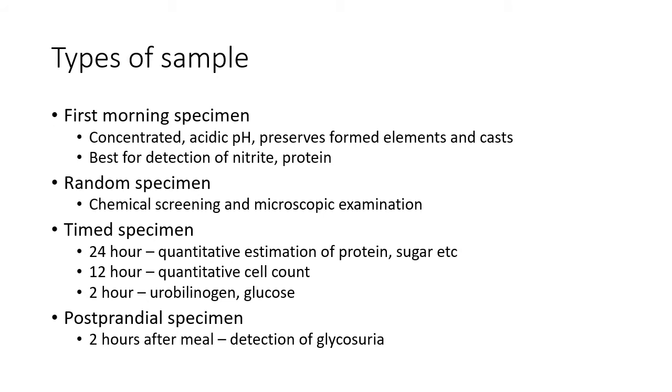Just like the collection, the type of sample is also significant as far as urine analysis is concerned. This is because the concentration of urine varies throughout the day depending upon the person's intake of water or due to his activities. The first morning specimen is the most concentrated and has an acidic pH and preserves formed elements and gas. And this sample is ideal for detection of nitrite, protein, and analyzing the sediments.